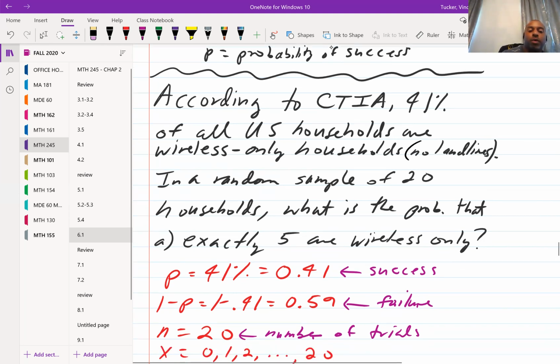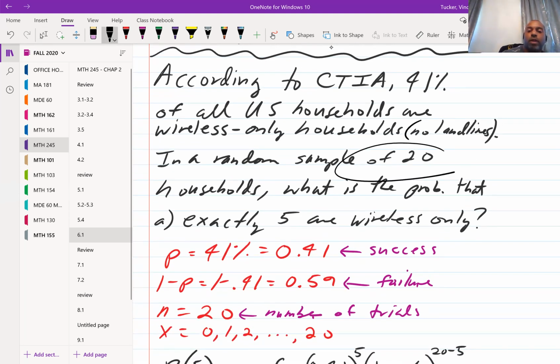Number of trials is 20, random sample of 20. And then X is always going to go from 0 to N. So in this case, 0 to 20. Any questions on that before we go any further? It's just us establishing the given information.